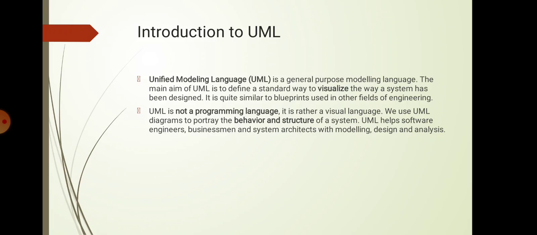UML is a general purpose modeling language, and the main aim of UML is to define a standard way to visualize the way a system has been designed. It is quite similar to a blueprint used in other fields of engineering. Actually, UML is not a programming language; it is rather a visual language, and we use UML diagrams to portray the behavior and structure of the system. Also, UML helps software engineers, businessmen, and system architects with modeling, design, and analysis.